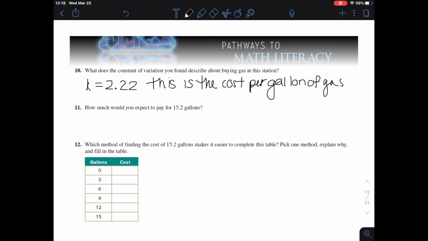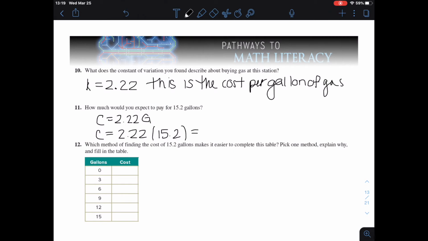So it's $2.20 per gallon. Now if we want to figure out how much we're going to pay for 15.2 gallons, we could really use this equation instead of setting up that proportion like we did before. So the cost is 2.22 times the number of gallons. So for 15.2 gallons, we would take 2.22 and multiply it by 15.2.